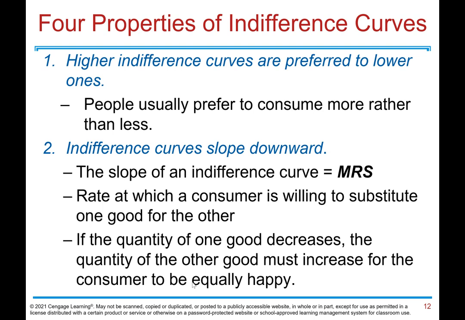Four properties of indifference curves. Number 1, higher indifference curves are preferred to lower ones. People usually prefer to consume more rather than less. Number 2, indifference curves slope downward. The slope of an indifference curve is equal to the marginal rate of substitution, the rate at which a consumer is willing to substitute one good for the other. If the quantity of one good decreases, the quantity of the other good must increase for the consumer to be equally happy.